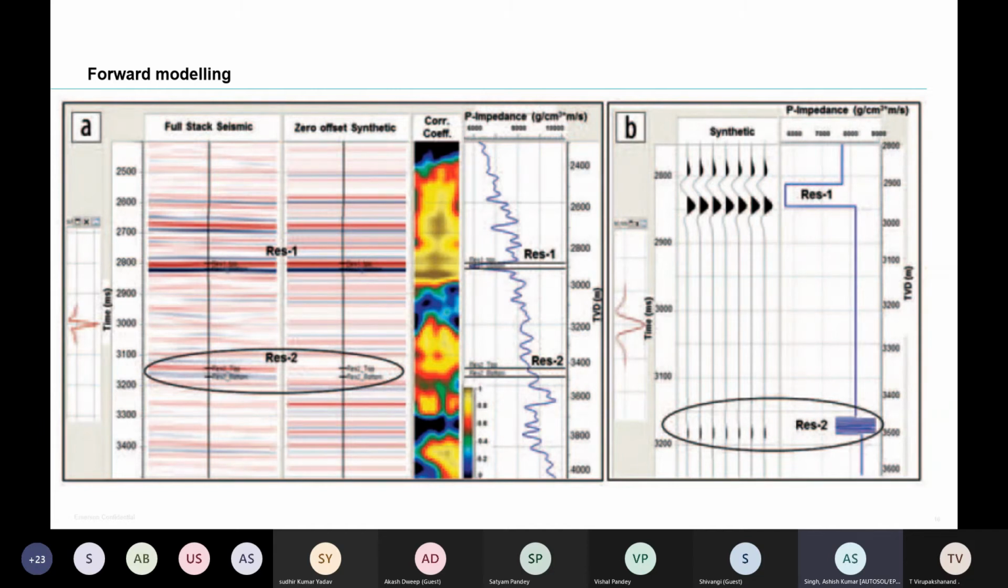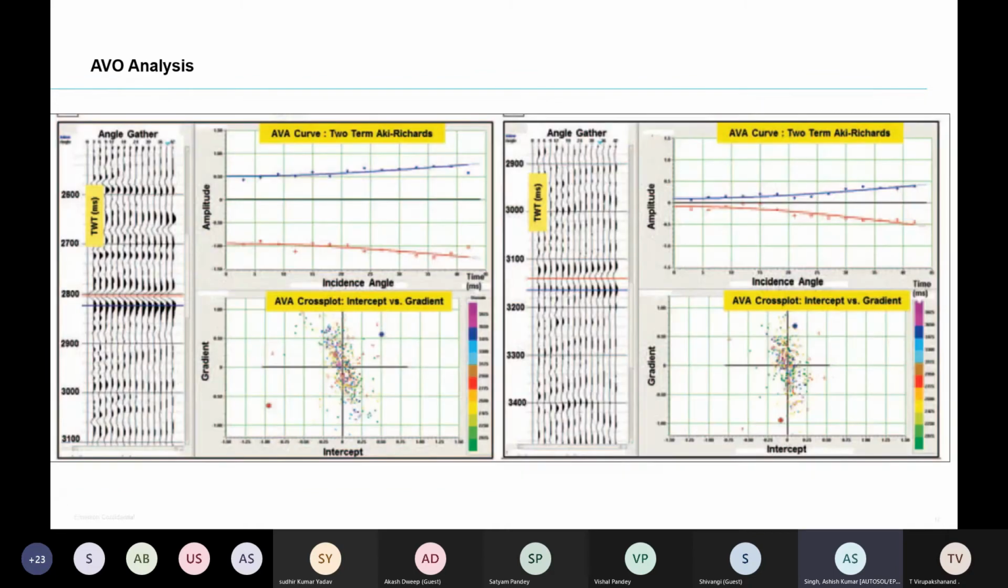Then we have to investigate why the amplitude in seismic is high, and in our forward model, in the synthetic, it is not coming so good. So again, let's investigate in the gather.